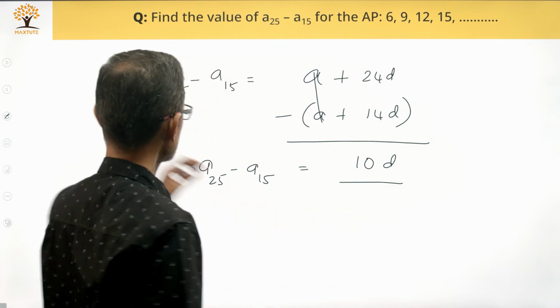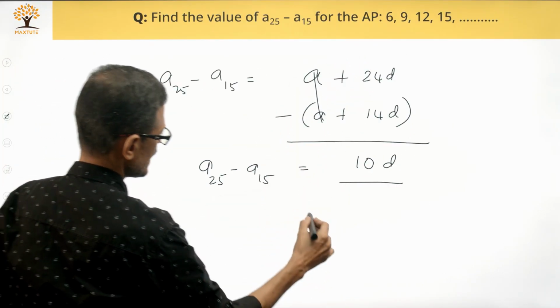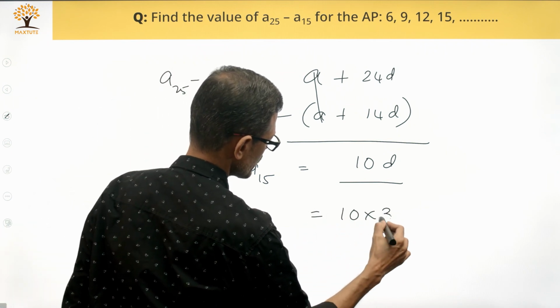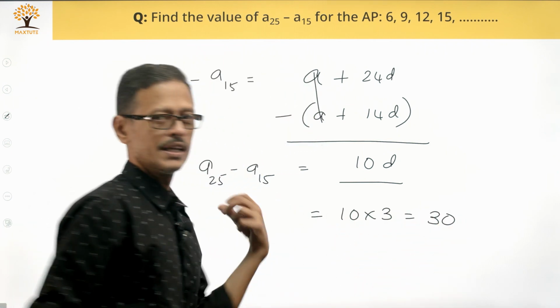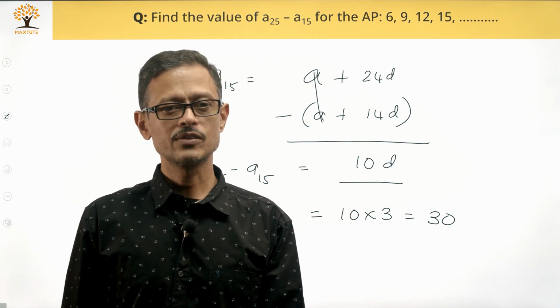In the last slide, we computed the value of d to be equal to 3. Let's plug that in here. So 10 times 3, 30 is the difference between the 25th and the 15th term. A25 minus A15 equals 30. Very easy question. Certainly should be able to get 2 marks for this.